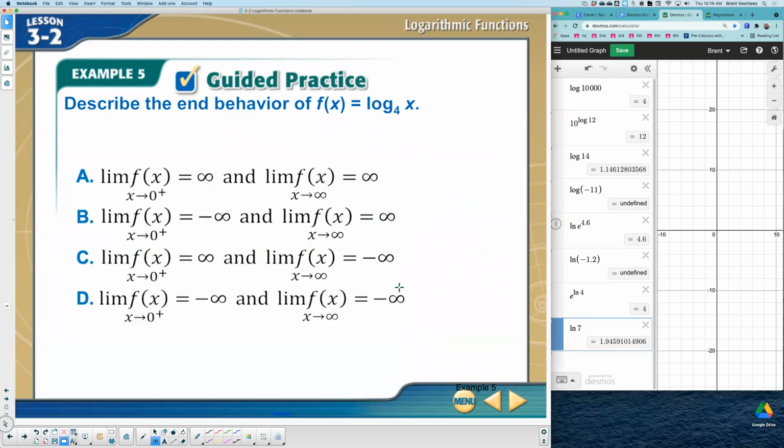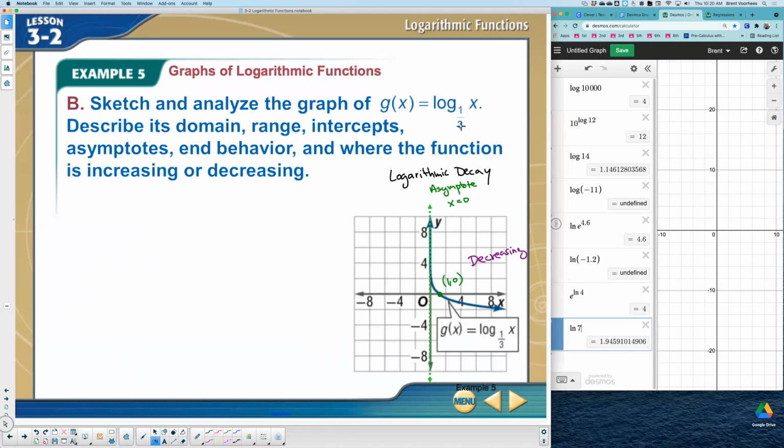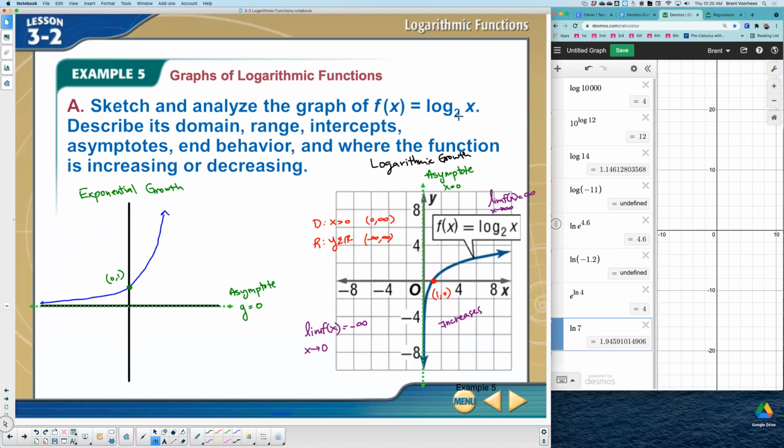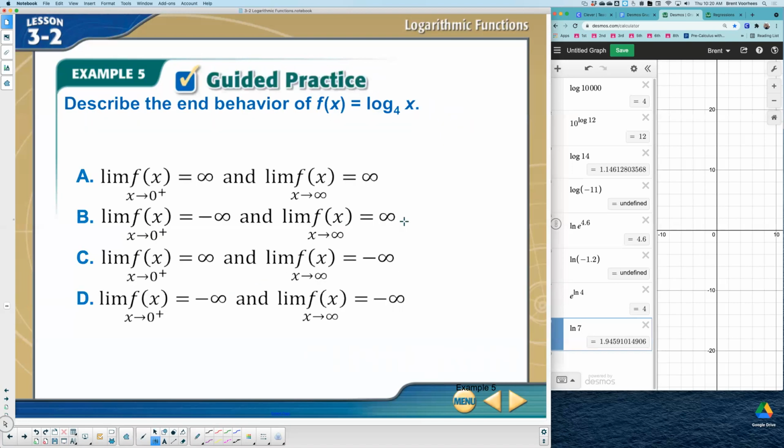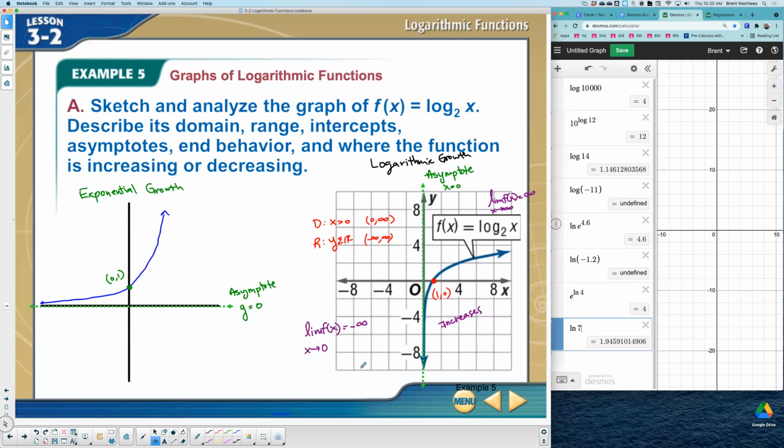Your turn. This is a log with a, by the way, that was because the decay is because the base is less than 1. Growth is because the base is greater than 1. So if the base is greater than 1, it grows. If the base is less than 1, it decays. I'm going to let you come up with what you think the end behavior would be if your base is greater than 1. Ooh, and I need to put the plus on my 0 because we don't actually hit 0.